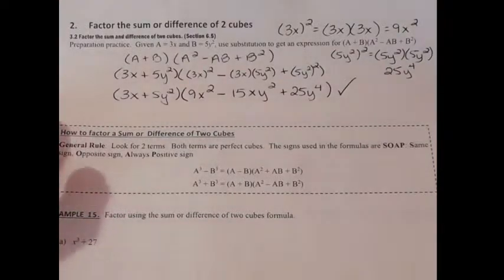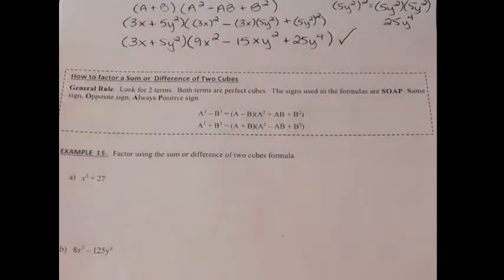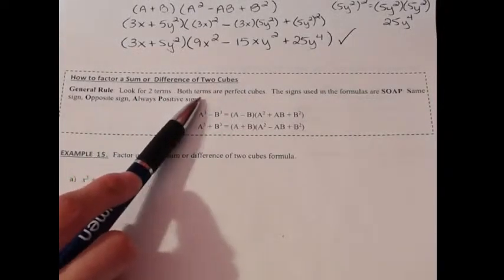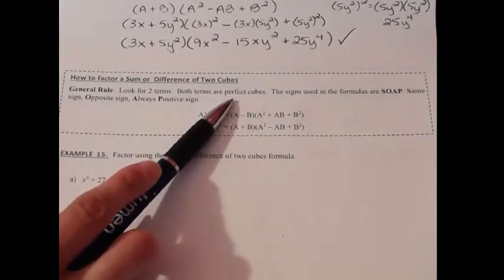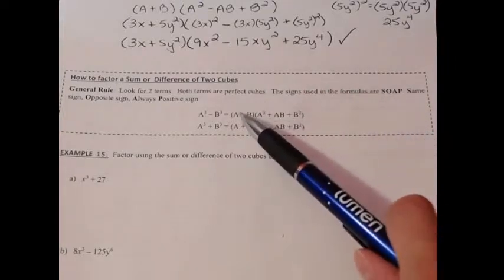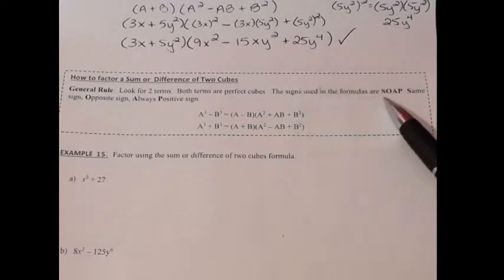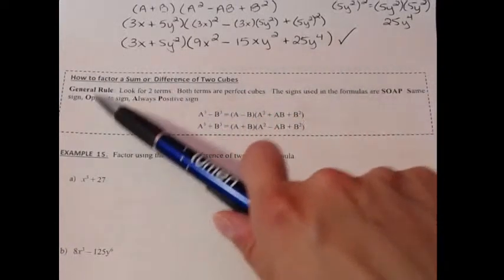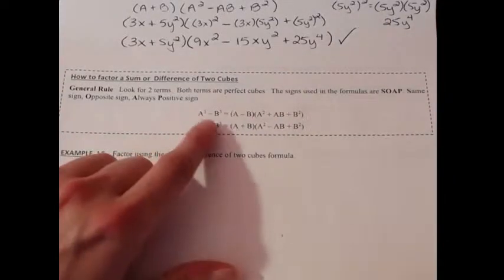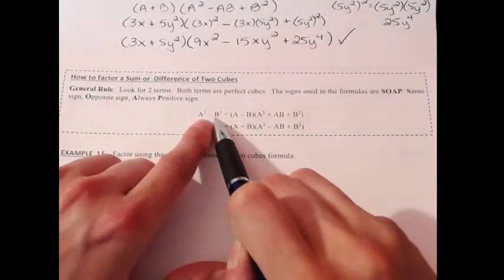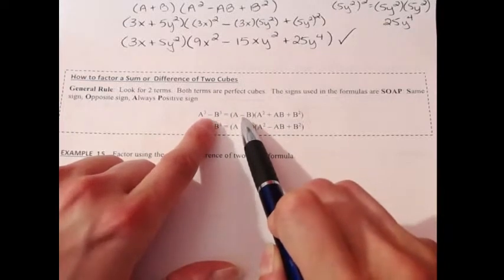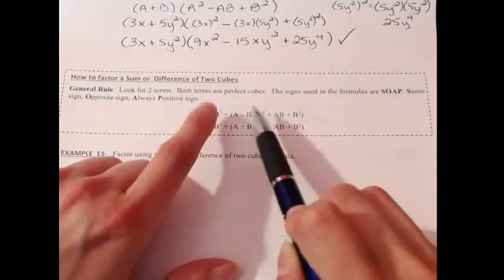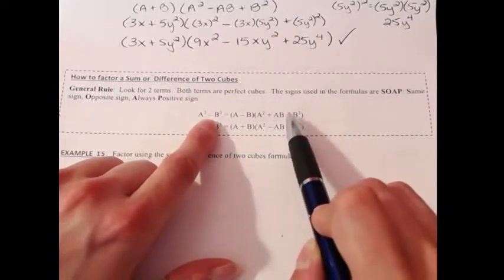Let me show you a different way of looking at this. How to factor a sum or difference of two cubes. First things first, look for a binomial, right? It's got to be two terms. Both terms have to be perfect cubes. If this is going to work, they've got to be perfect cubes. The signs used in the formula, meaning where you put the minus, where you put the plus, follow this acronym: SOAP. Same, opposite, always positive. If you have the difference of two cubes, your first sign is going to be the same, your second sign is going to be opposite, and your last sign is always positive. Isn't that kind of neat? Same, opposite, always positive.